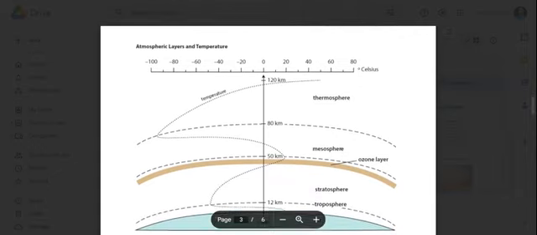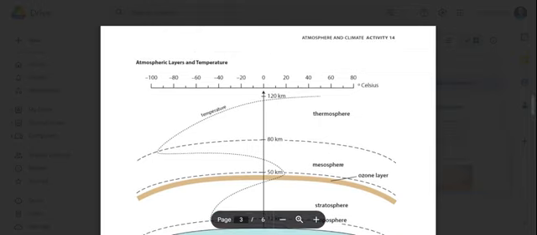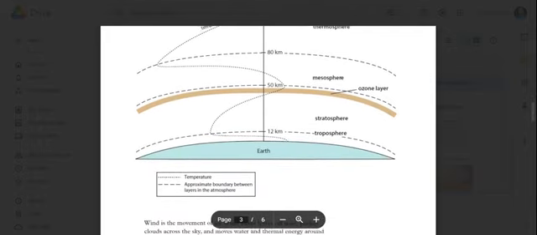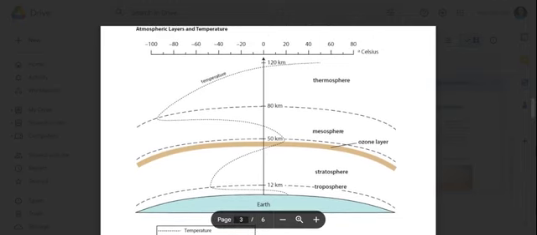Take a moment to study this graphic. It's titled Atmospheric Layers and Temperature. Notice that the top line gives temperatures in degrees Celsius. And notice that the lines are dotted differently. One line indicates temperature, the other line indicates approximate boundary between layers in the atmosphere.